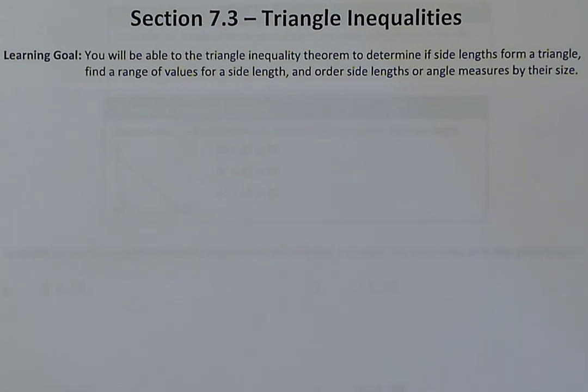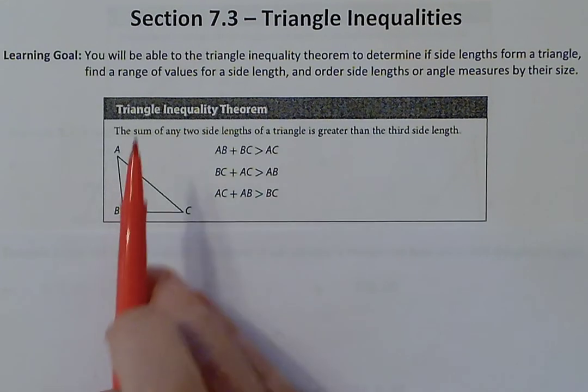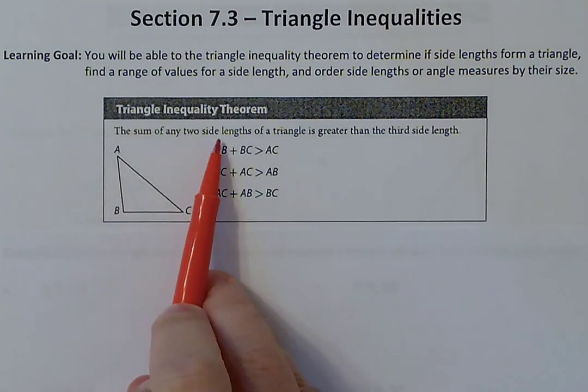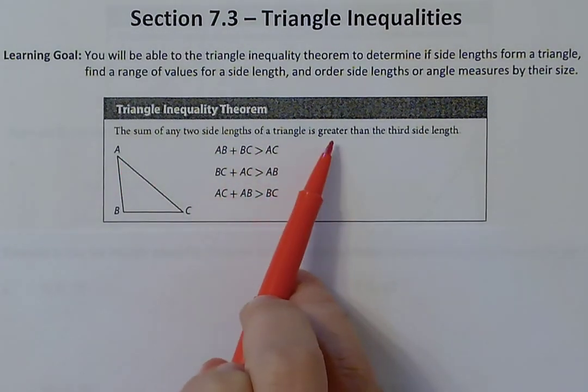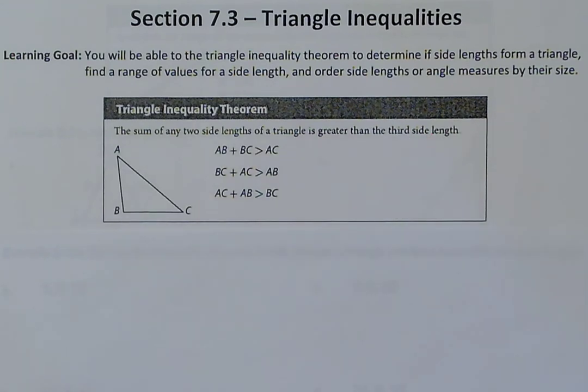Alright, so with that said, let's go ahead and get into our first idea for today, which is going to be using the triangle inequality theorem. Now, the triangle inequality theorem states the sum of any two side lengths of a triangle is greater than the third side length. So for today, we're going to deal with side lengths and determining if they form a triangle.